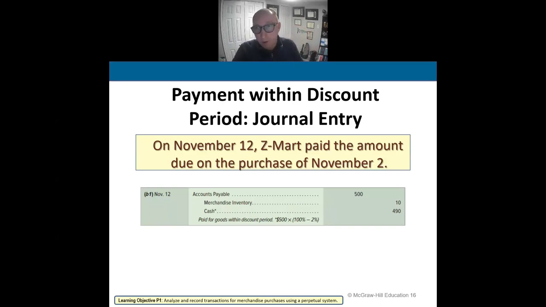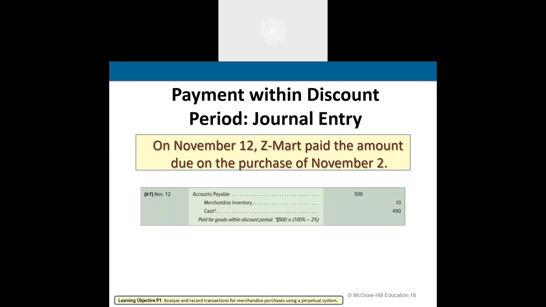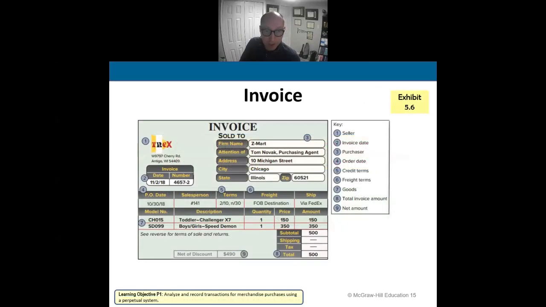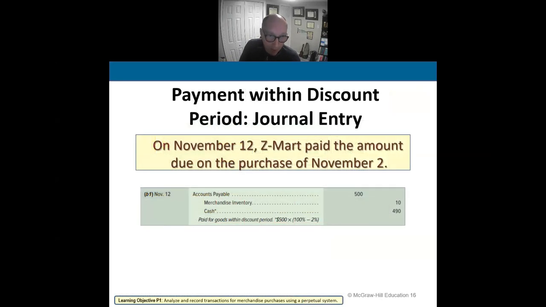The question here is, why are we reducing 500 when we're paying just 490? Because I got the 2% discount. Remember, the earlier transaction is 2/10 net 30. 2% discount if I pay within 10 days. Otherwise, I pay the whole 500 in 30 days. So I want to take advantage of that discount, so I'm paying in that first 10 days. The whole bill was 500 bucks.